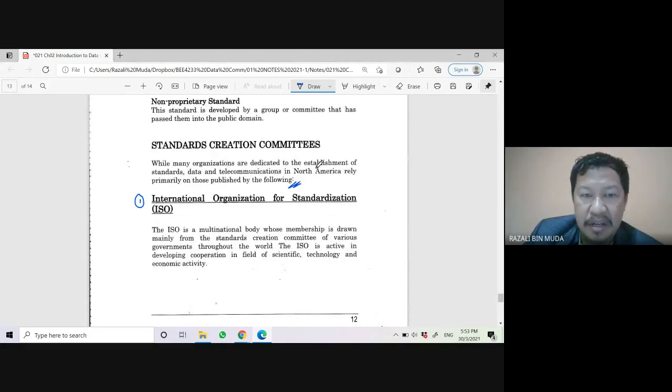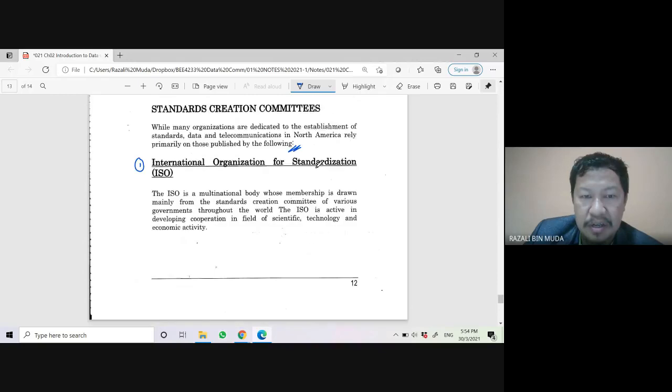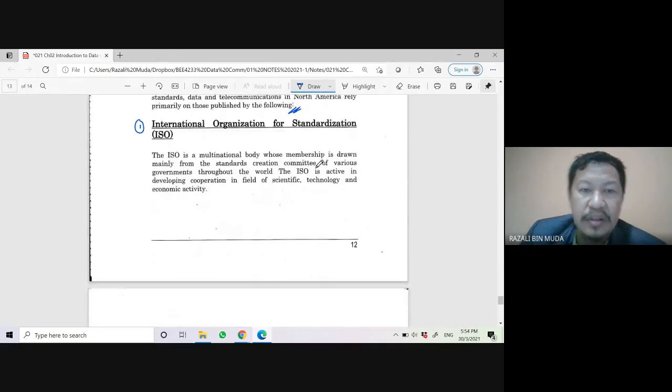for data and telecommunication. Okay, ISO. The ISO is a multinational body whose membership is drawn mainly from the standards creation committees of various governments of the world. The ISO is active in developing cooperation in the fields of scientific, technological and economic activity.